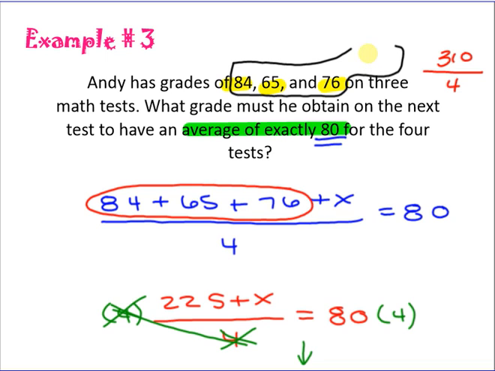Okay, so this is going to be 95. So when you re-add them, you should get 315 divided by 4. Nope, that still doesn't work. All right, what did we do wrong?